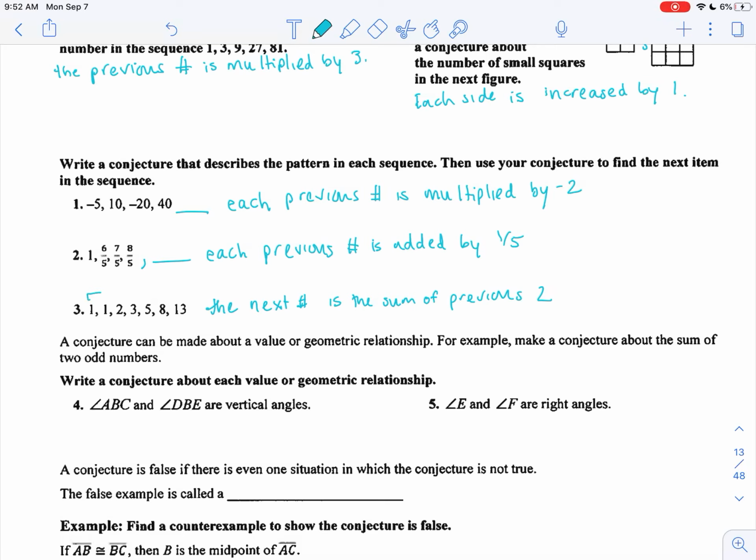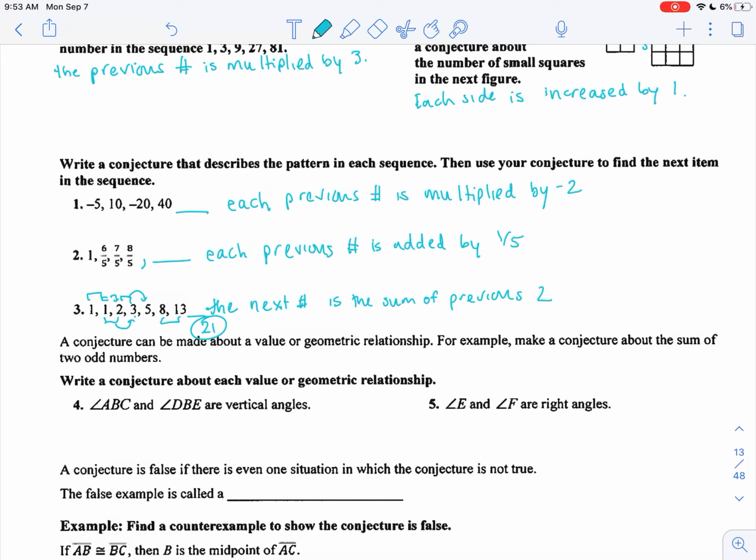So 1 plus 1 equals 2. 1 plus 2 equals 3. 2 plus 3 equals 5. So on and so forth. So our next term in this sequence would be the sum of the previous 2 terms, which would give us 21. Now below, here's a few geometric relationships where we're going to write a conjecture about the given information.